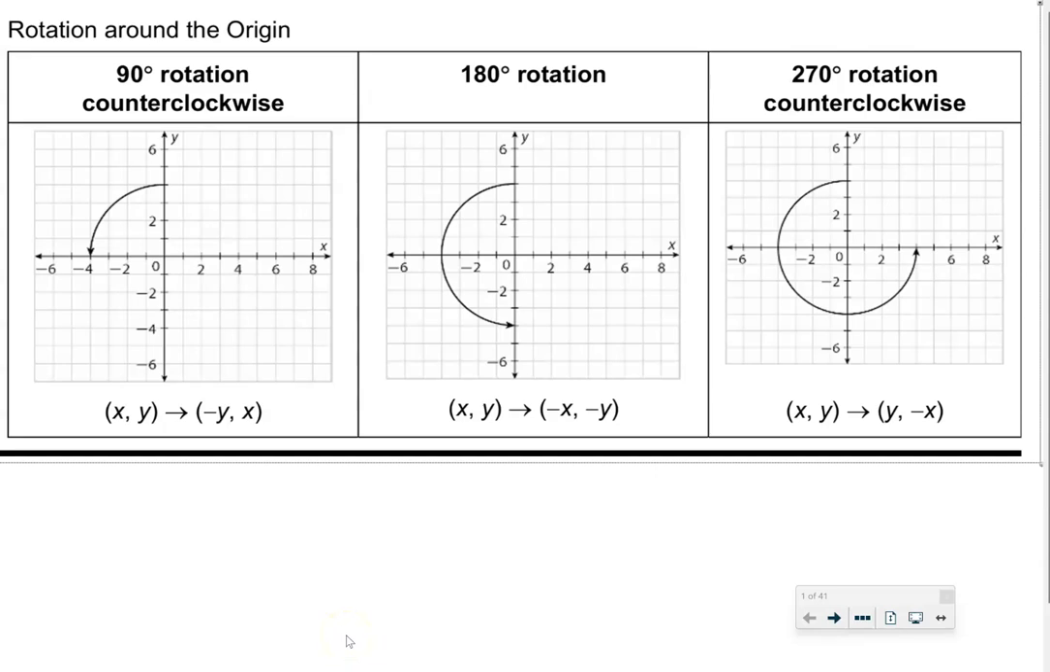Mr. Ware's videos. And today we're looking at rotations. This is part two to rotations. We're going to do some rotations on a coordinate grid. So let's take a look at some notes here.